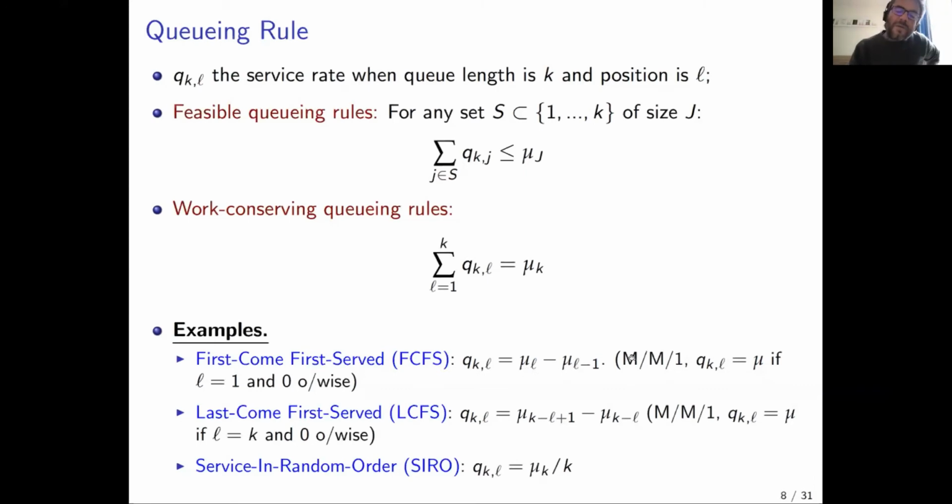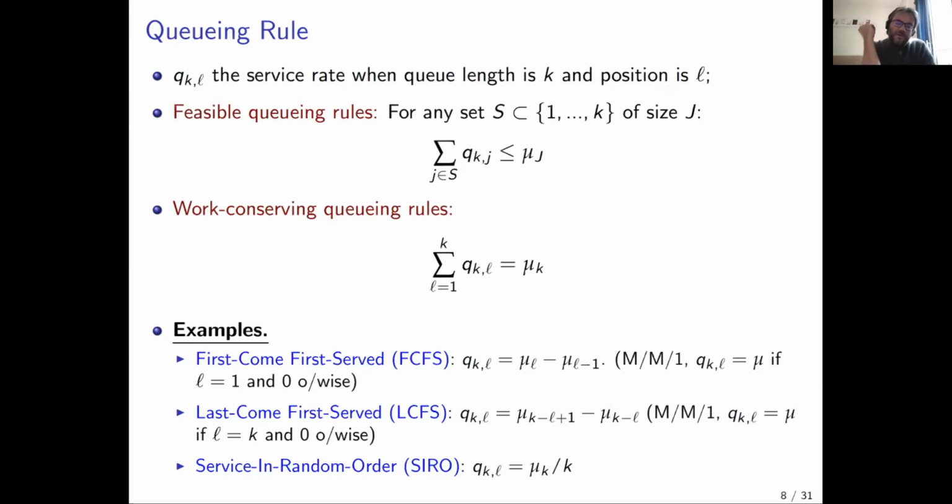If you come back to the MM1 model, again the simplest model, where the service rate and the arrival rate do not depend on the queue length and you have a single server, the model I described before, then you get what you would expect: the guy in position 1 is served at rate mu, and all the other persons are served at rate 0. They have to wait for the first guy to be served before being served.